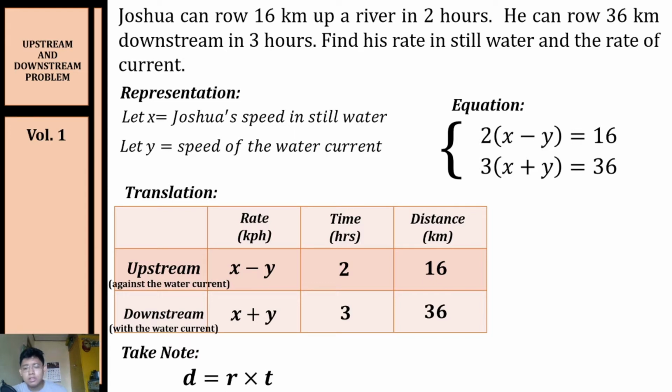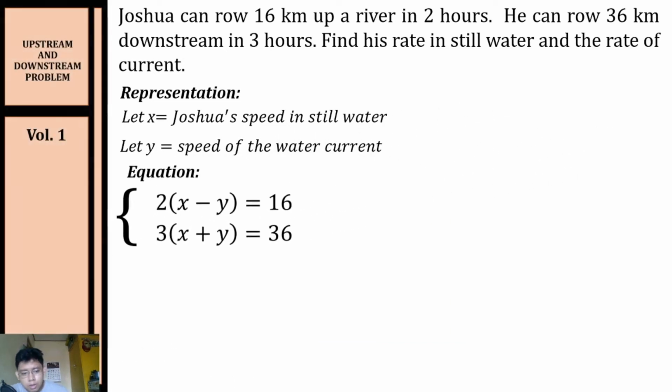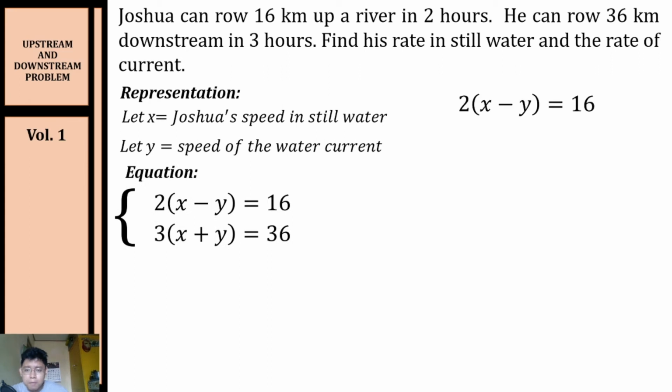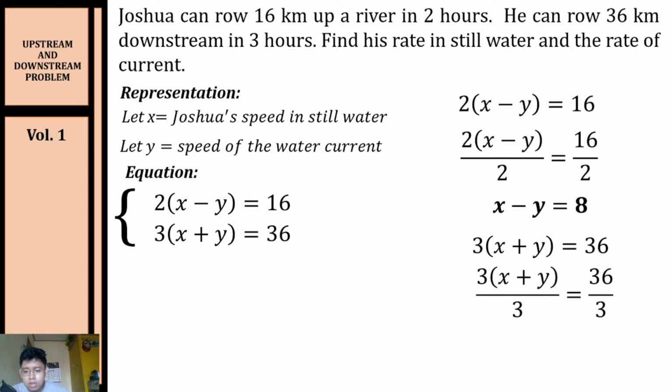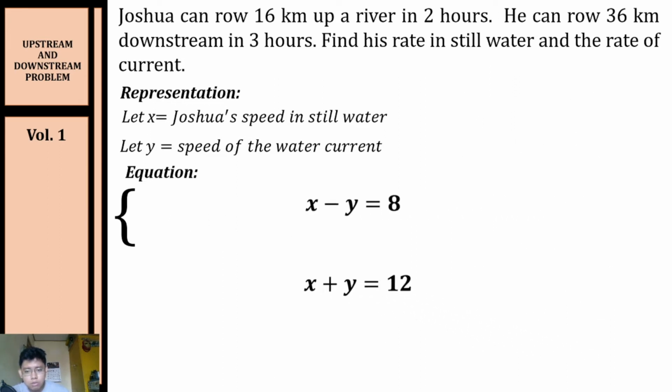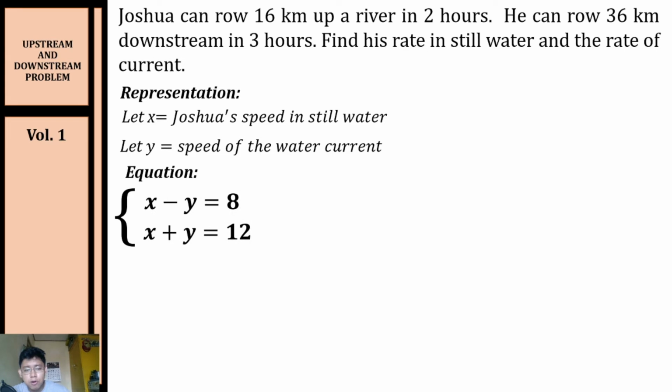Now that we have our system of equations, we need to remove the coefficients. Instead of applying the distributive property, we can divide both sides by 2 because 16 is also divisible by 2. Let's divide. We will have x minus y equal to 8. For the second equation, instead of applying the distributive property, we can simply divide both sides by 3, so that we will have x plus y equal to 12. That will be the simplified form of our equations.